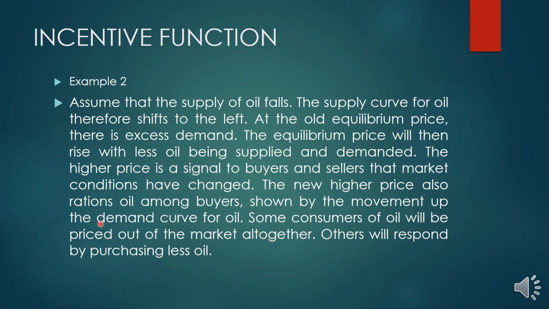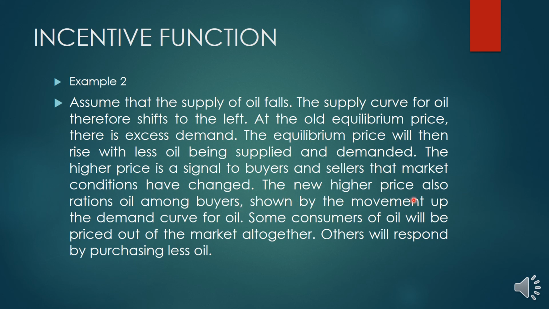Why? Because supply has shifted left. So automatically what will happen to the price? The price will go up, so less oil is being supplied and demanded. The higher price is a signal to the buyers and sellers that market conditions have changed. The new higher price also rations oil among the buyers. That means only those who are able to pay the high price can buy now, isn't it?